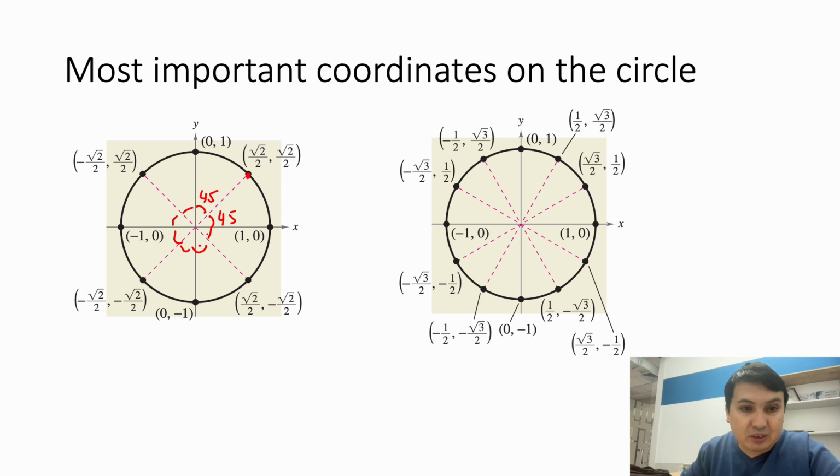If you think of this as a line, what is it? This is just the y equals x line. And then look at this. What is this point?